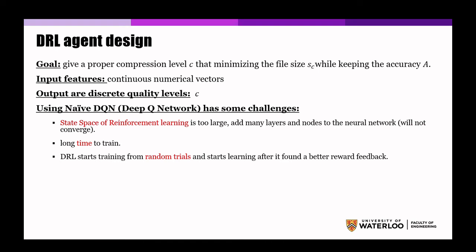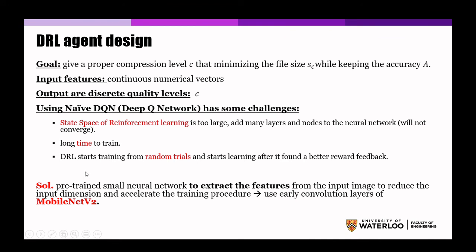So to solve this problem, they have to use a pre-trained network that understands the image, instead of using the plain deep Q network, or in another form of a deep Q network. What they have used is a pre-trained small neural network to extract features from the input image to reduce the input dimensions and accelerate the training process. They use only the early layers of MobileNet version 2. Why MobileNet? Because it's very light to be loaded on edge devices.